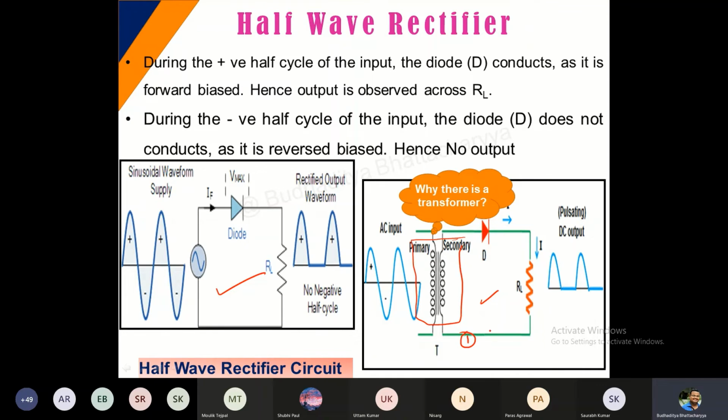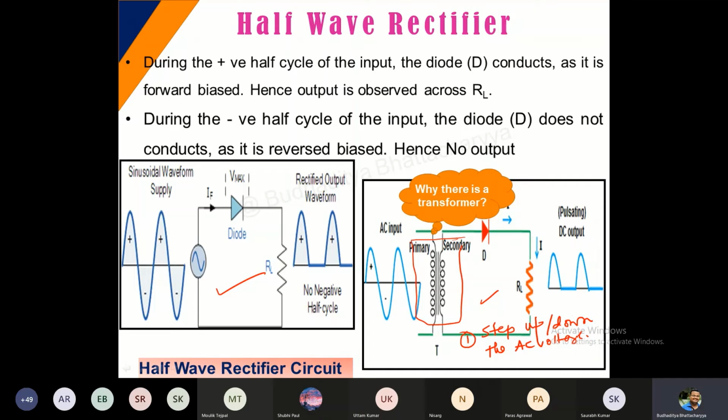The first reason is that a transformer can step up or step down the AC supply. So if any anomaly is observed in the input, that can be controlled quite easily with the transformer. So sudden high or sudden low of the AC supply can be controlled using the transformer. That's one. And secondly, if anything goes wrong, the rectifier circuit is isolated from the power supply.